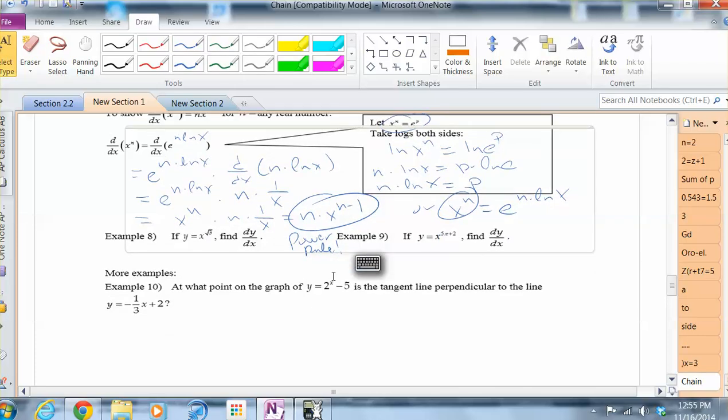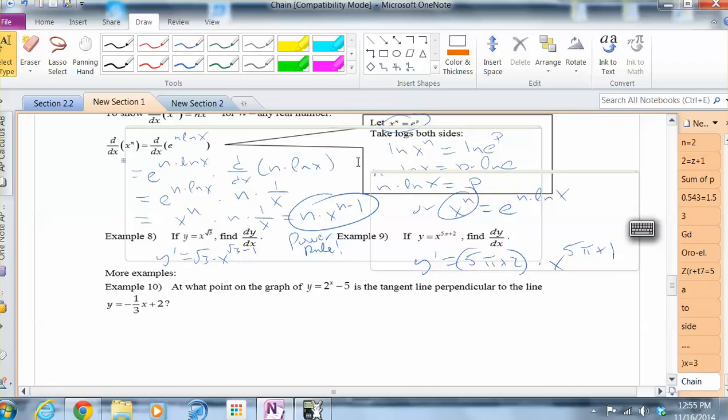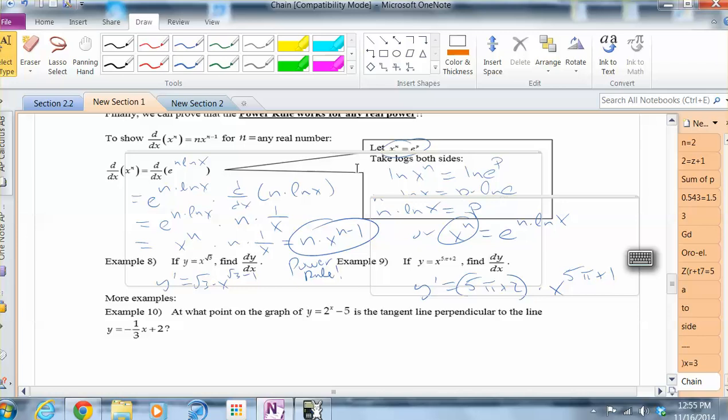So in these examples, y prime is just root 3 times x to the root 3 minus 1. Or in this case, y prime is 5 pi plus 2, put them in parentheses, times x to the 5 pi plus 1 power, because you can subtract 1 from 5 pi plus 2. So the power rule works for any exponent, it doesn't matter, as long as it's a constant exponent. So keep that in mind, any real number.